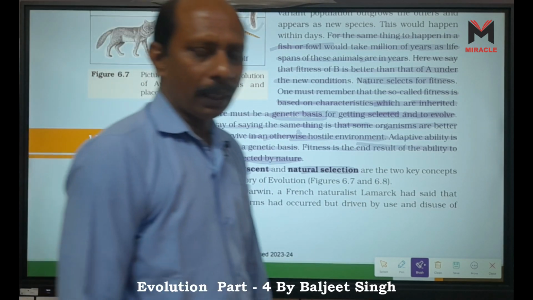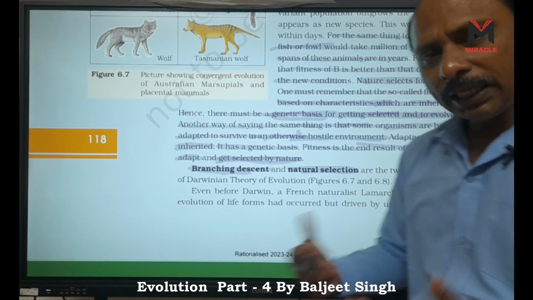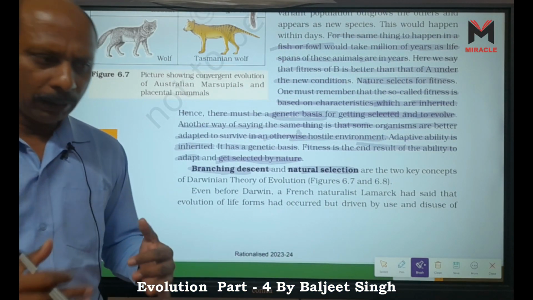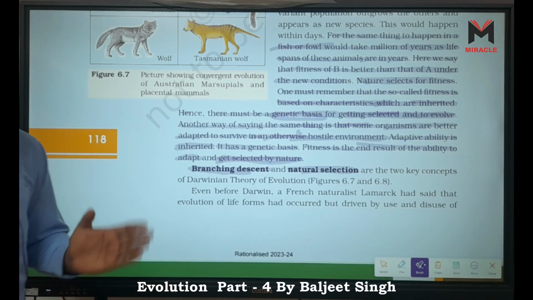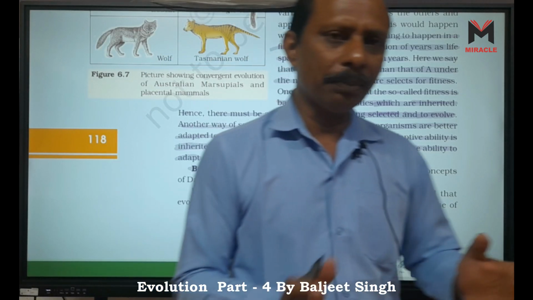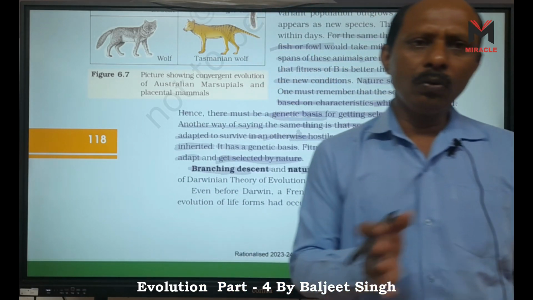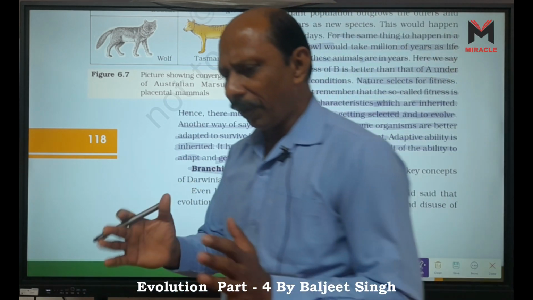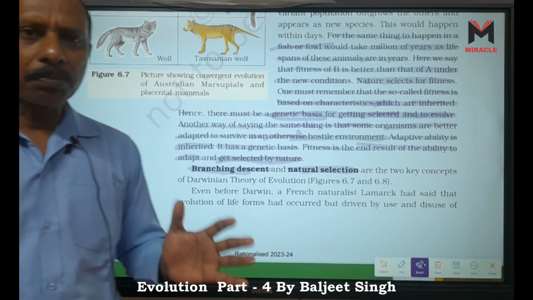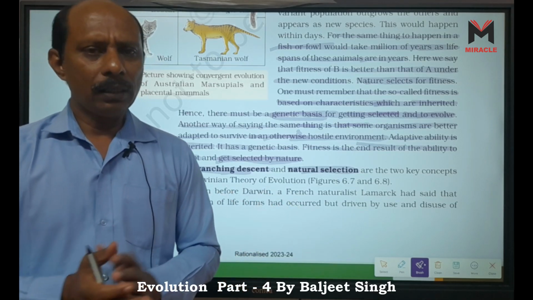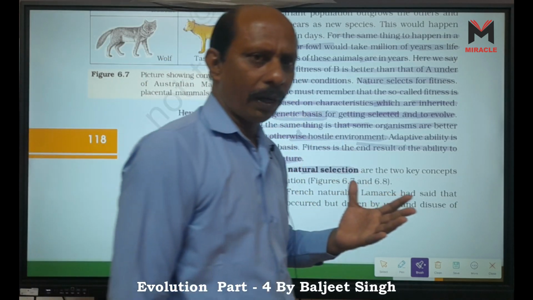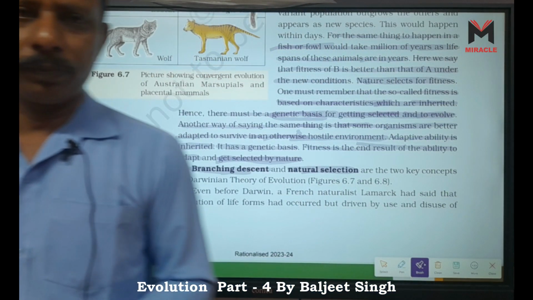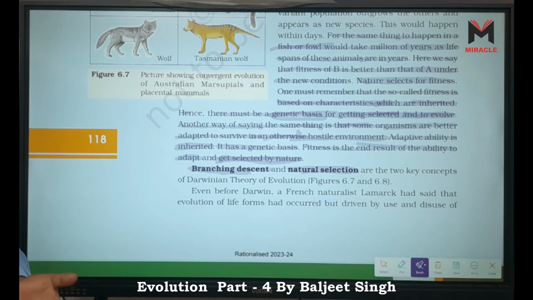Branching descent. Branching descent means what? Descent means offspring. When a new offspring comes, it has modified, meaning it has some new genes. It has some new variations. And we know very well what variation means. According to Darwin, these small variations accumulated, right? Slowly, after millions of years, when this accumulation becomes very large, a new species is formed, right? That is called branching descent.